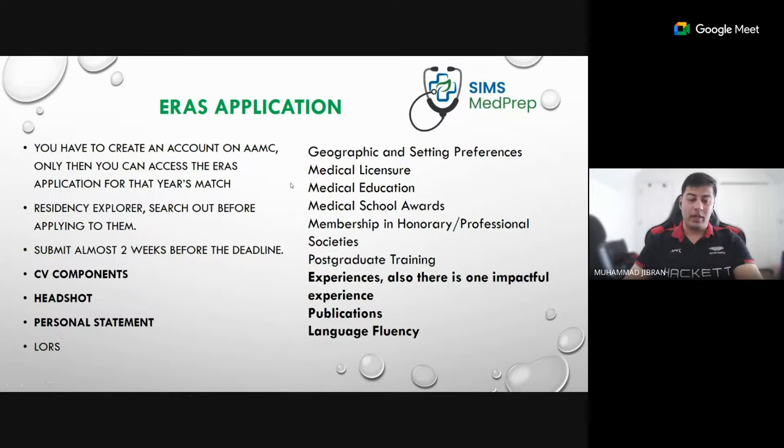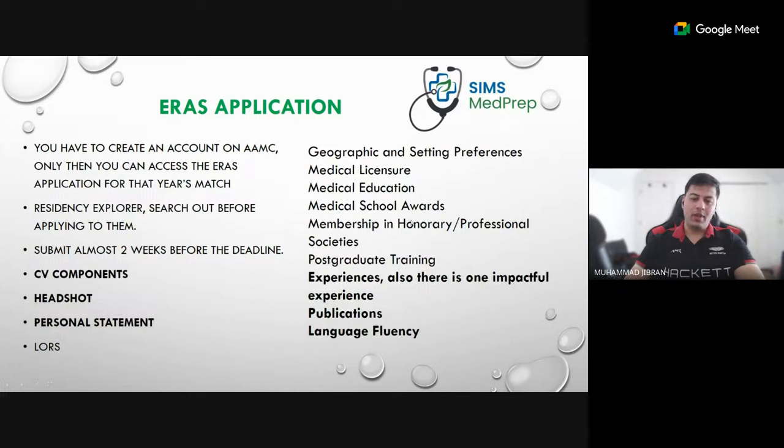The medical license: if you have a medical license from another country, you can mention it in your CV as well. Your medical education, which med school, your med school awards, and membership in honorary or professional societies. That's mostly for U.S. medical graduates, because they have memberships there. Like if they're going for gastroenterology, they have the American College of Gastroenterology, American Society of Gastroenterology. They have membership in the American College of Cardiology, ACC, and some people have memberships in the Critical Care Society as well. So that depends mostly on the American graduates. They have memberships in different societies here.